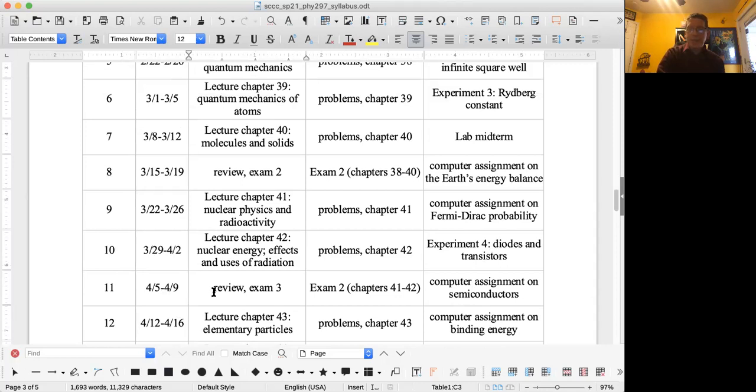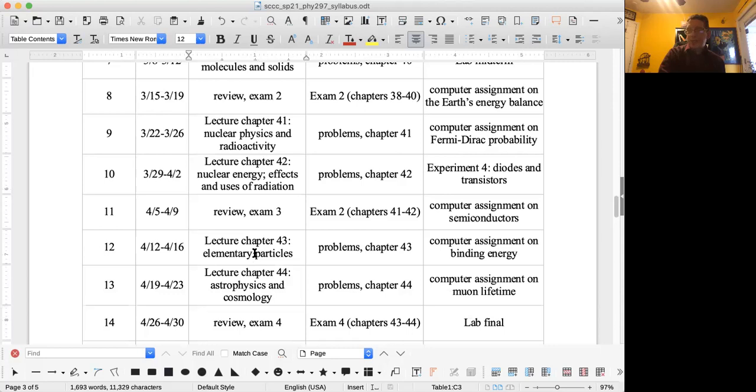Then we get into April, exam 3, I'll post a review that Monday. That Wednesday we'll have the exam. It'll cover chapters 41 and 42. There'll be a computer assignment on semiconductors that Friday.